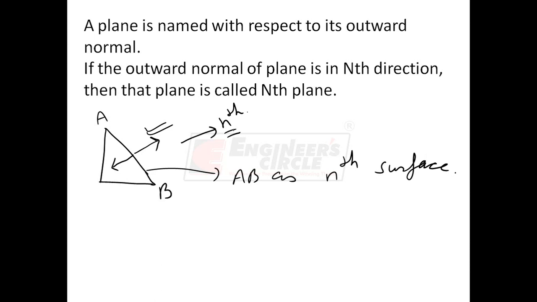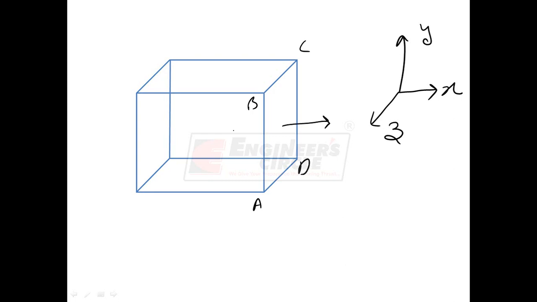I will give more examples. Consider this cube. On this cube, we have six surfaces. Let us establish the coordinate system. This is x direction, this is y direction, and this is z direction, which is perpendicular to this plane. If we look at the surface ABCD, then its outward normal is in x direction. Therefore, we call surface ABCD the x surface.